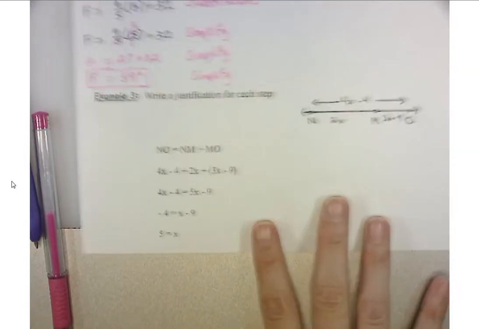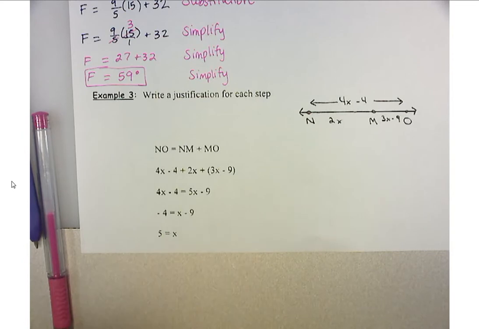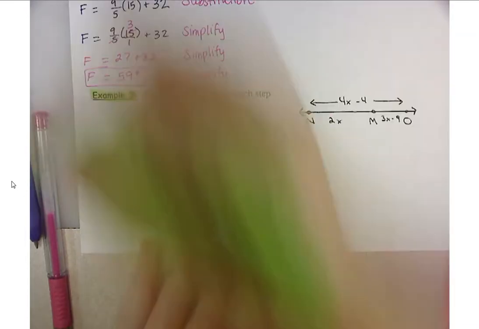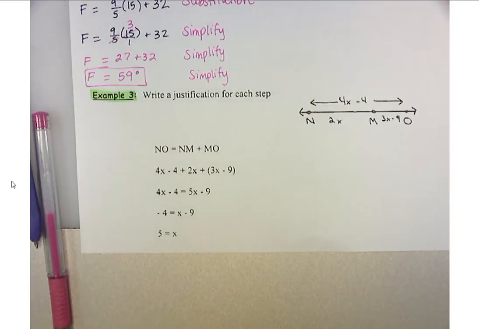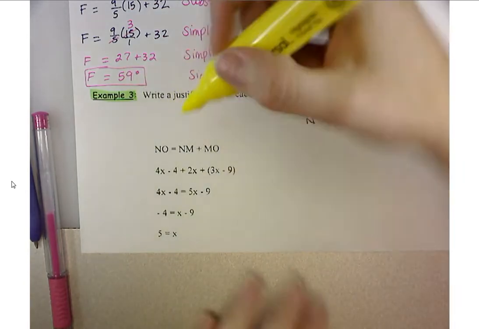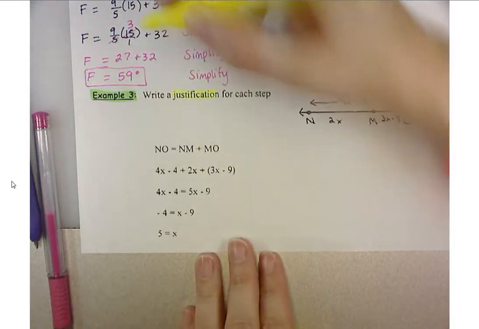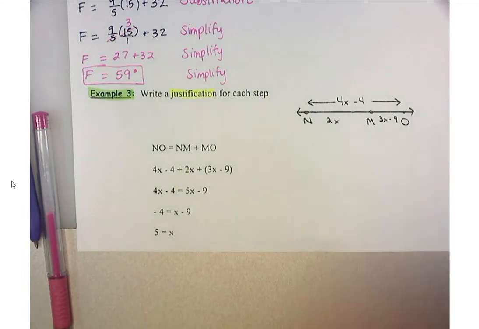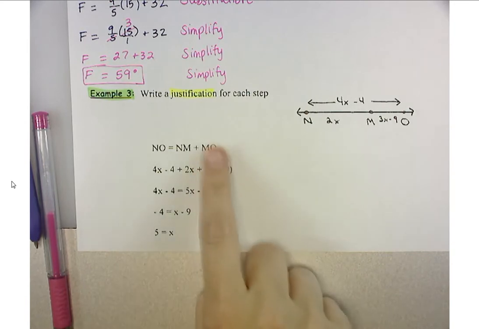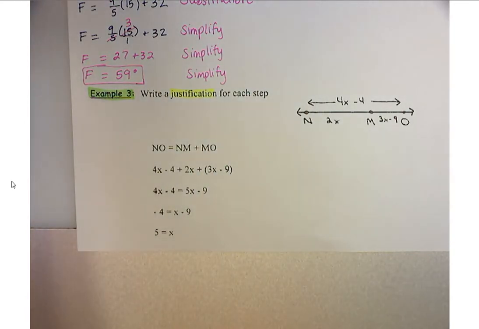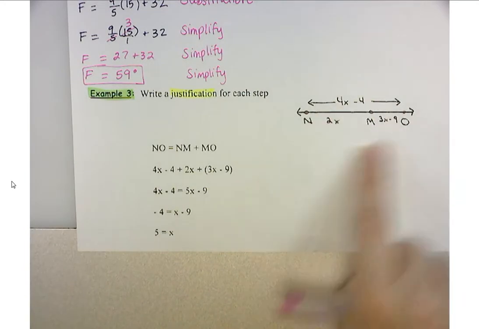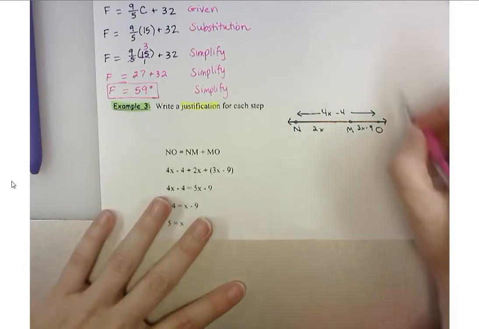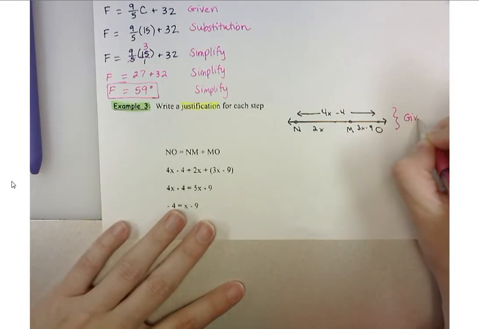All right, and then for the last one, example 3, we are going to write a justification for each step. Now they've already done the solving for us. We just have to find the reasons that allow us to solve this. So in this case, your given part is anything that is in your diagram. Your diagram is what is given to you.